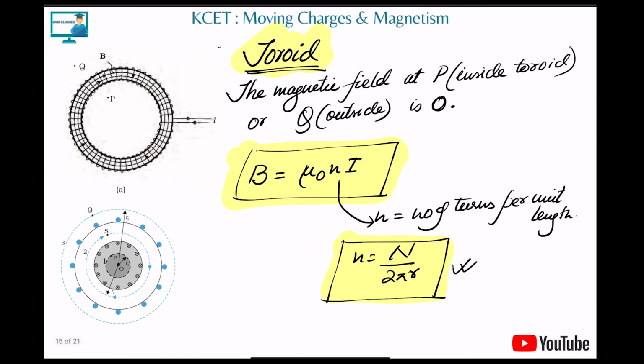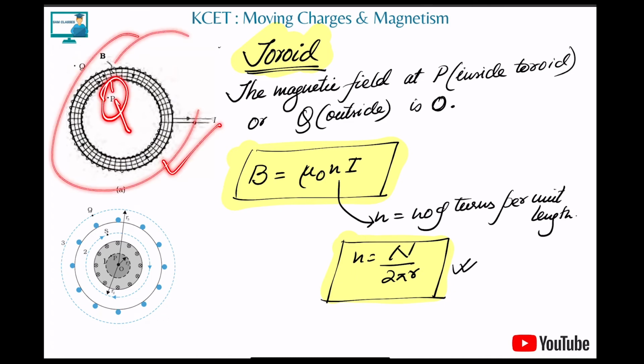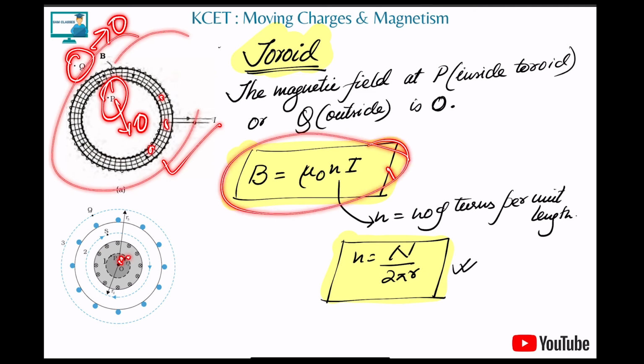Next, what is a toroid? We have taken a solenoid and bent it in the form of a circle. That is a toroid. This is the diagram. The magnetic field here is 0, and outside also it is 0. At points inside, B is equal to mu naught n I, where n is the number of turns per unit length. Number of turns per unit length is N by 2 pi r. That's it.